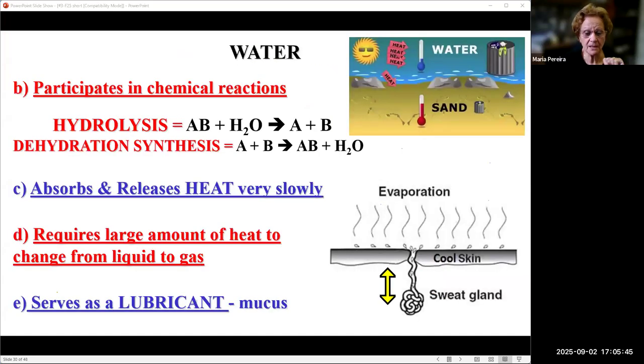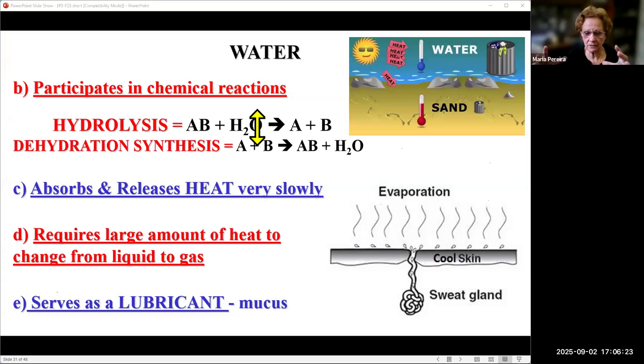Okay, let's move on. Now, what are other important properties of water that make it so useful in our body? First of all, water participates in most of the reactions that occur in our body. So some compounds are broken up into their components, and they require water. So this reaction, which is known as hydrolysis, requires water.